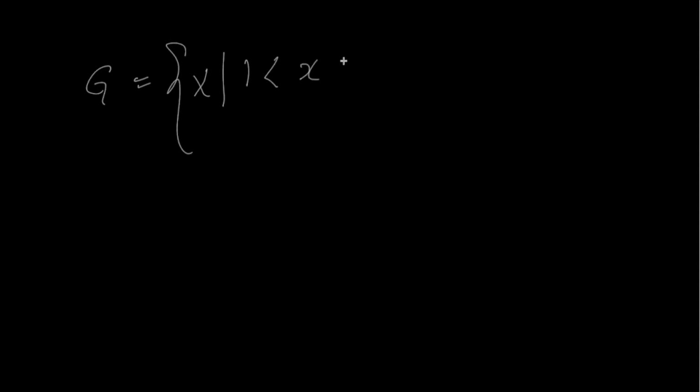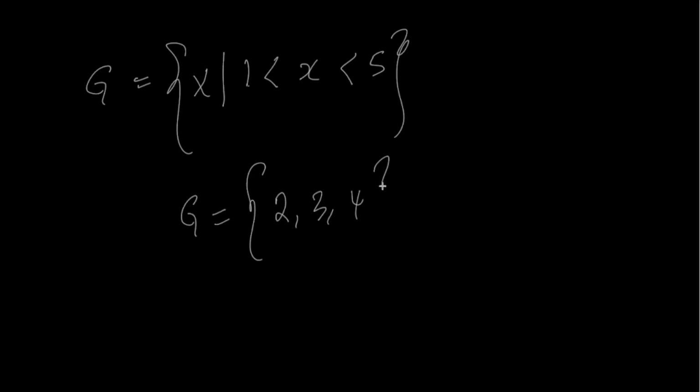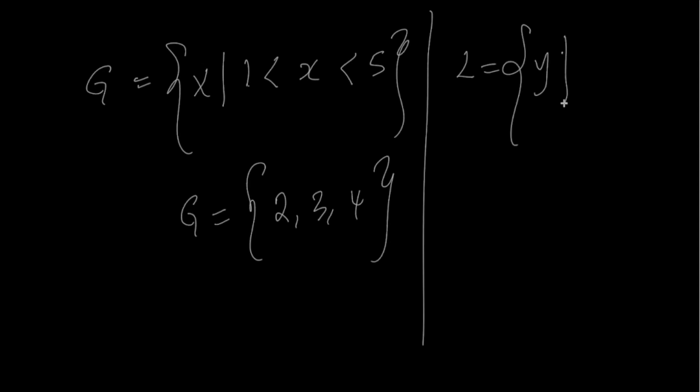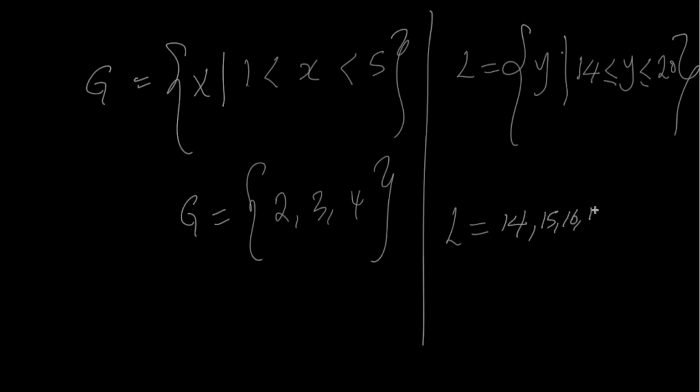For instance, you are given something like this, G is equal to x such that 1 is less than x and x is less than 5. What type of inequality is this? This is straight inequality because this and this will not appear in the output. We are going to have G is equal to 2, 3, 4. These two will not appear. But if I give you something like this, saying L is equal to y such that 14 is less than or equal to y, less than or equal to 20. This is what? Weak inequality, because these two are going to appear here. We can say L is equal to 14, 15, 16, 17, 18, 19, 20.